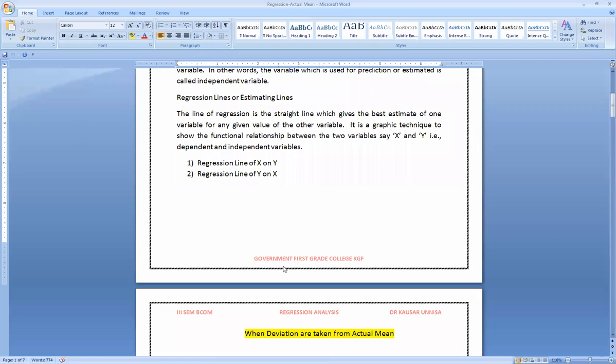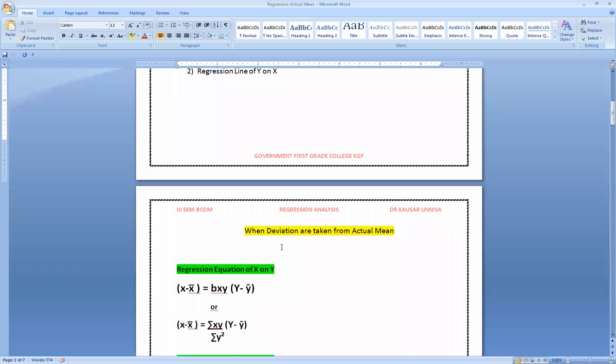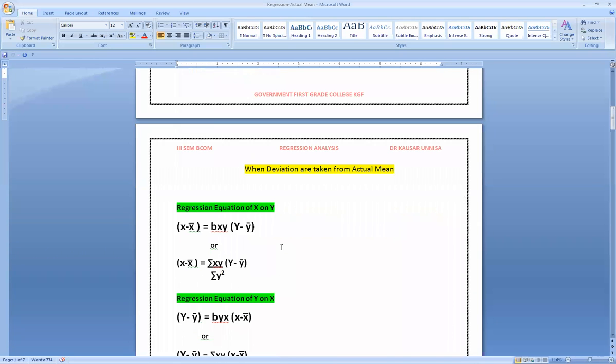So when we calculate regressions also, we have to calculate under three methods. One will be the actual mean method, another will be the assumed mean, and another will be the standard deviation. When the standard deviation values are given, how do we calculate the regression equations? These are the three situations we come across for the calculation of x and y values. So in this session we are going to do the calculations when the deviations are taken from the actual mean.